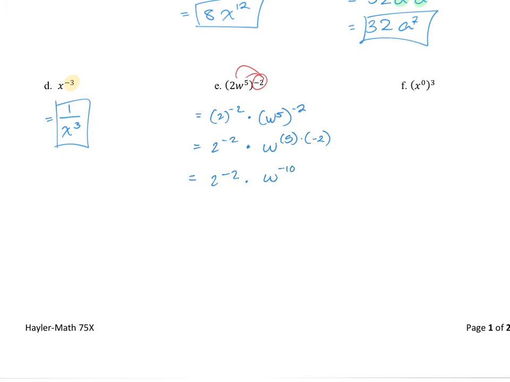All right, we have two bases that each have a negative exponent. We need to use the fish out of water rule here. So that'll be 1 over 2 squared times 1 over w to the positive 10, using the fish out of water rule. Well, we know what 2 squared is. That's 4. So this is 1 over 4 times 1 over w to the 10. Then we can multiply them together, and there are no other rules of exponents that we can apply here. So we are done.